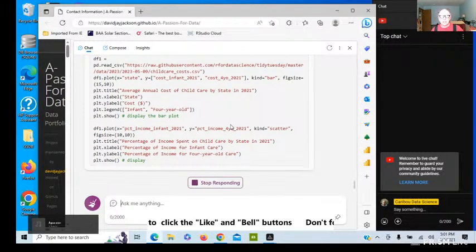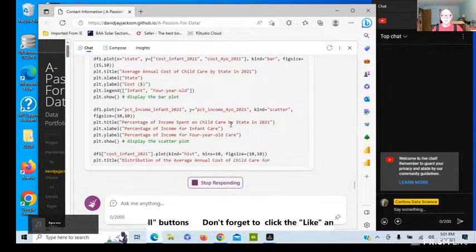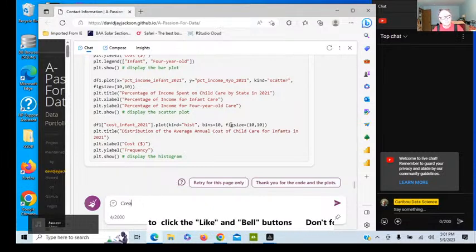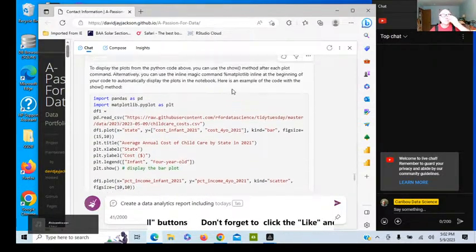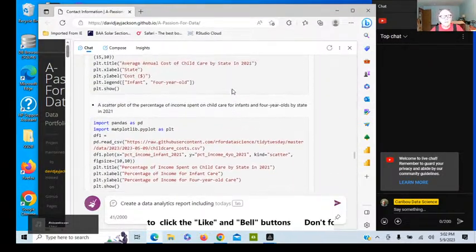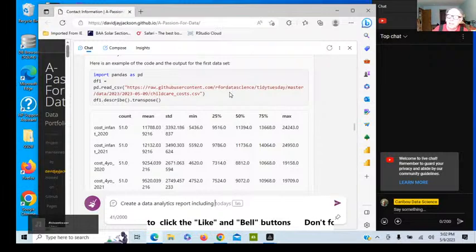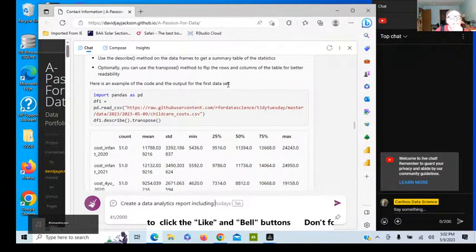We're going to try it again. We're going to tell it to create a data analytic report, including descriptive statistics and visualization. Well, I got it to do that the other night, and the key was, it asked, do you want me to create a data analytic report? And the answer is yes, we do.